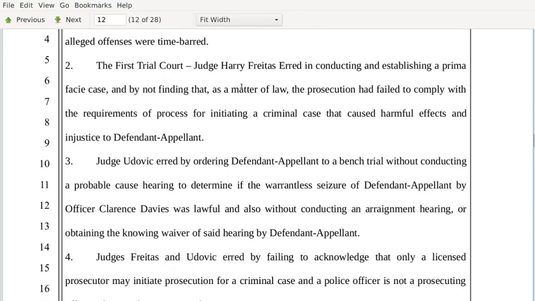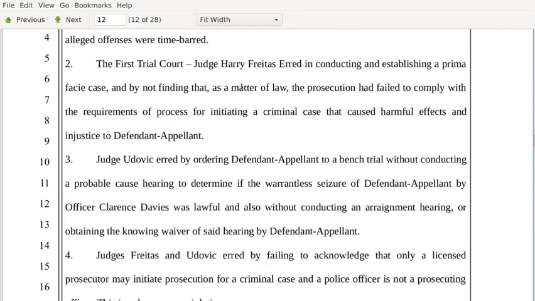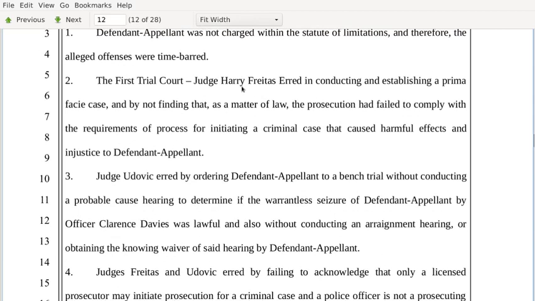It was a filing for the day of the actual trial so that I had everything on record and didn't get cut off or misdirected by the judge and prosecutor. Part 2. The first trial court judge, Harry Freitas, erred in conducting and establishing a prima facie case, and by not finding that, as a matter of law, the prosecution had failed to comply with the requirements of process for initiating a criminal case that caused harmful effects and injustice to the defendant appellant.